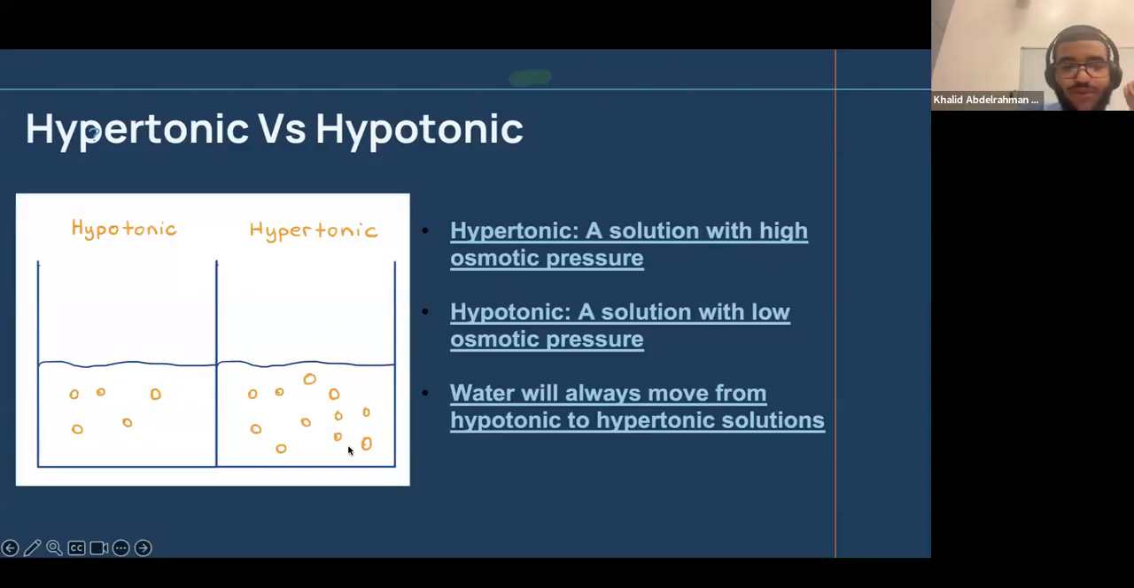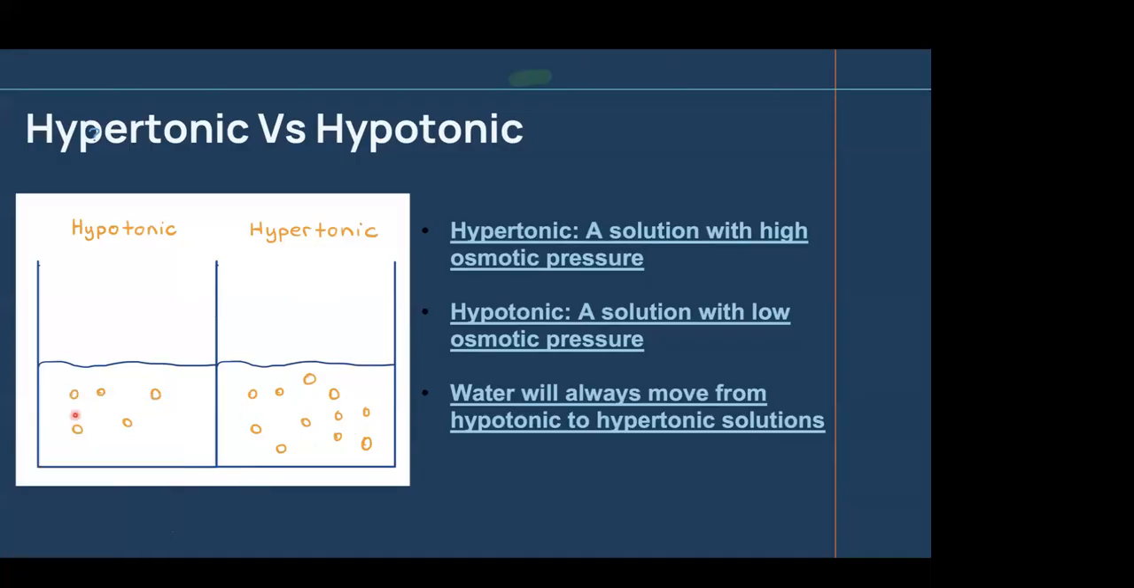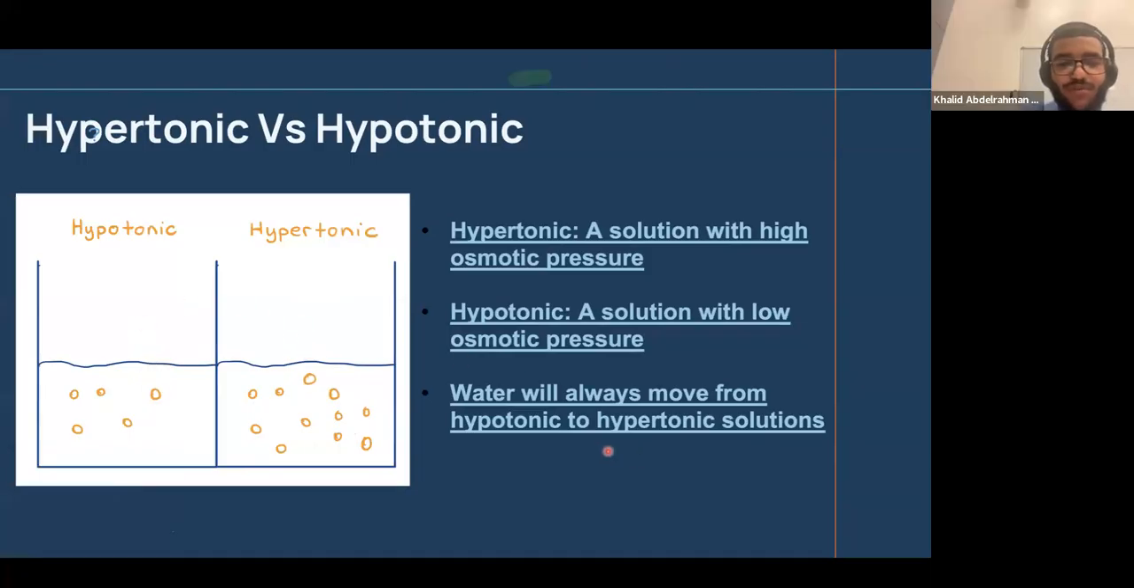Now, these are two solutions. You can see that this one has fewer solutes than this one. So we say this is hypotonic compared to this one, and this is hypertonic compared to this one. So where will water move? From left to right or right to left? Left to right. Why? Because water moves from hypotonic to hypertonic solution. Is everyone clear with this point? If you have any questions, please ask.